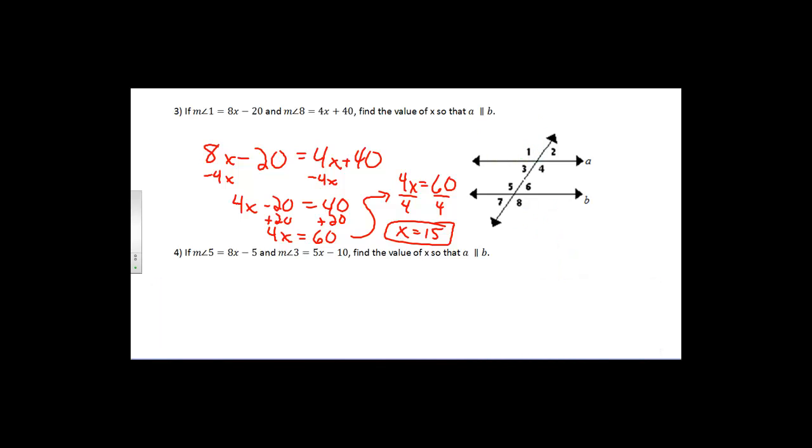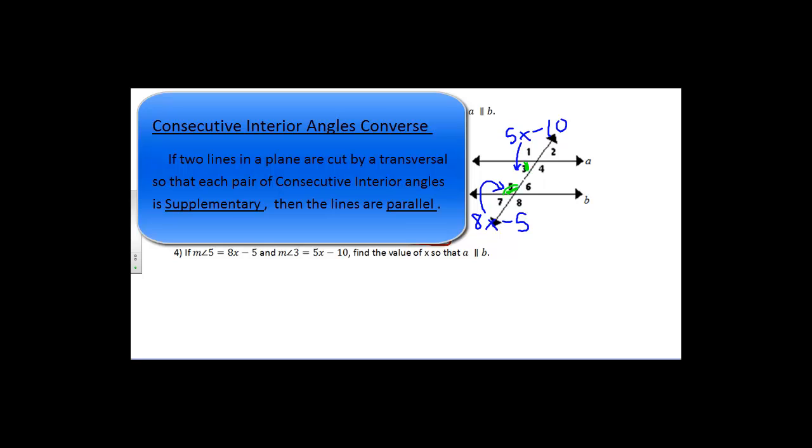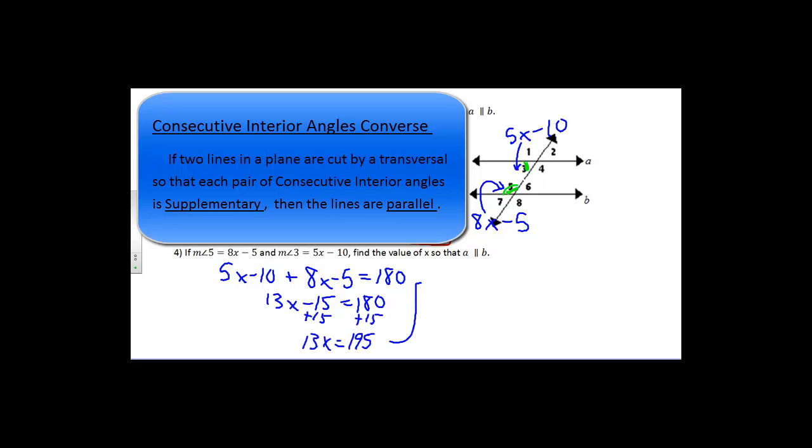Let's try example number 4 quickly as well. Angle 5 is 8x minus 5, and angle 3 is 5x minus 10. Looking at my picture, angle 3 and angle 5 are consecutive interior angles. In order for me to say these lines A and B are parallel to each other, those consecutive interior angles would have to add up to 180 degrees. I can then solve for x by combining my like terms again, adding the 15, and then dividing by 13. This gives me an answer of x is 15 again.